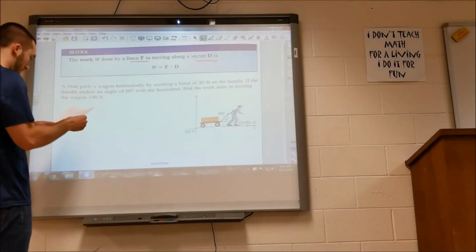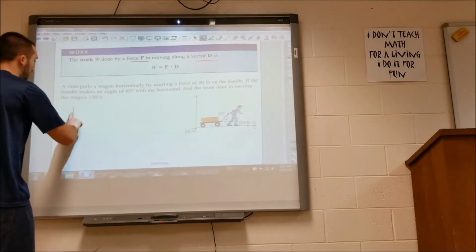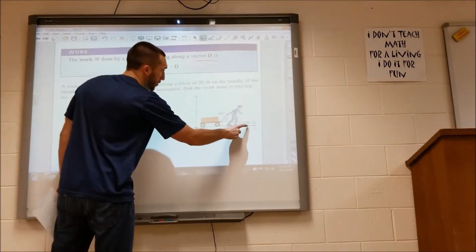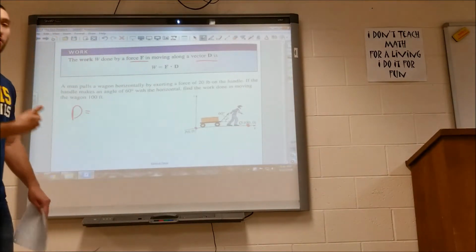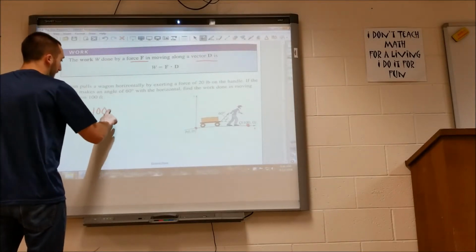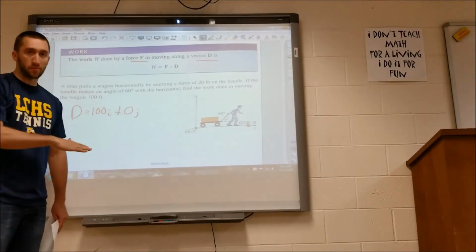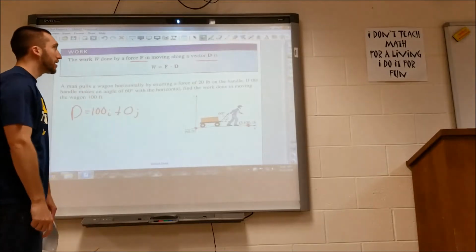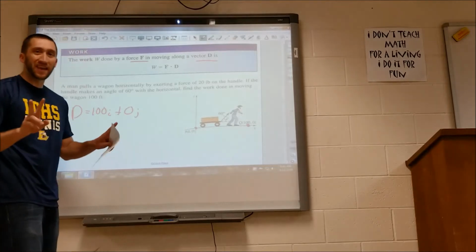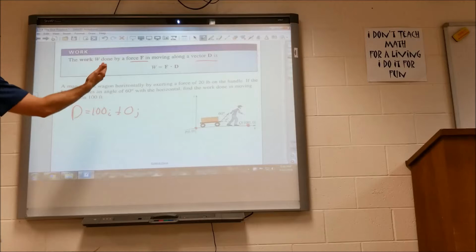So, our vector D is the easiest one to determine, okay, because we started at 0, we moved to 100, so the components of D are 100 i, my x component, plus 0 j. I haven't gone up, I've only gone across, okay, so that's my vector D. From 0 to 100, I've moved 100 in the x direction, or east direction. Okay, then we need to figure out the force.